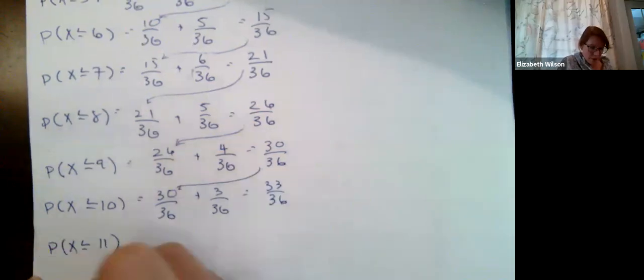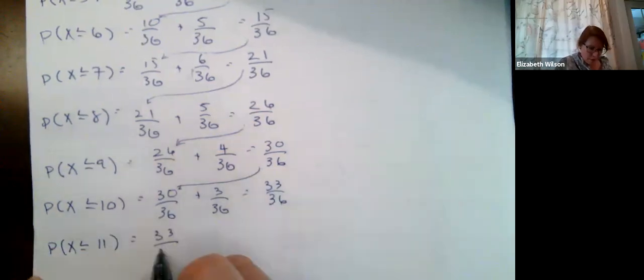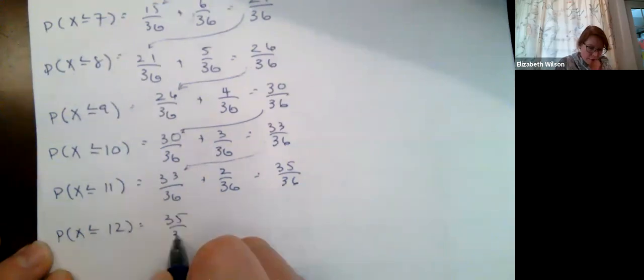And then 11. X is less than or equal to 11. I take my previous sum and I add in my values. This is 2 out of 36, 35 out of 36, and then my 12. X is less than or equal to 12, right? So my previous sum, 35 out of 36, comes from here, plus our probability that x is equal to 12. This is 36 out of 36, which is equal to 1.